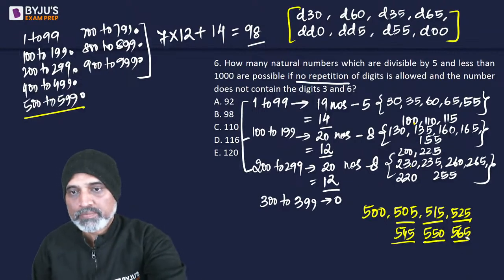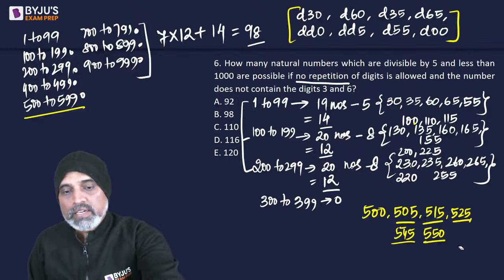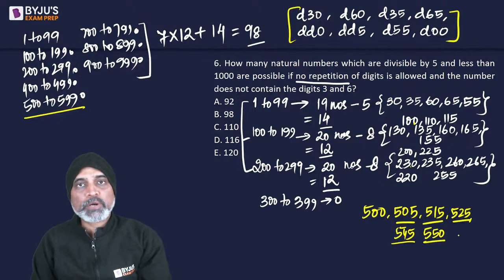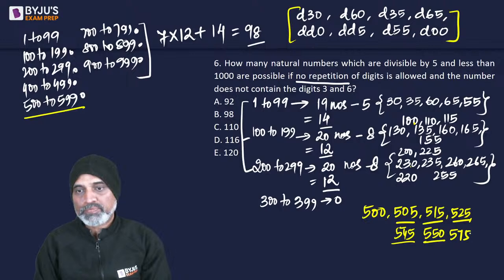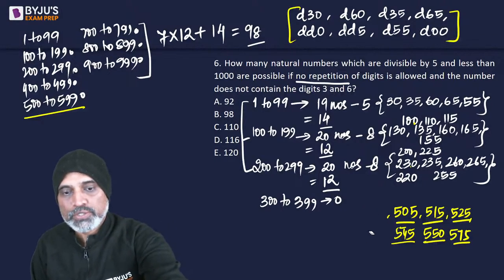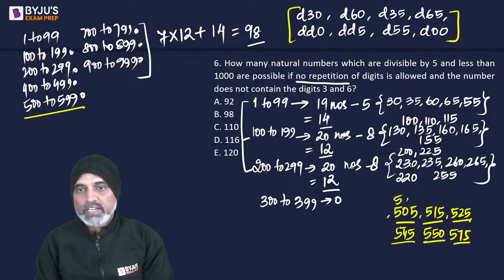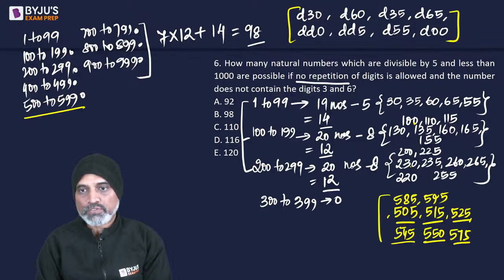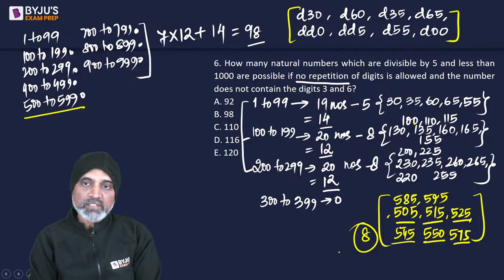565 we have already done, 6 is not allowed. 570 won't be a problem. 575 will be a problem. 580, that is included. So 580 is there. 585 is going to be an issue. 585. 590 won't be an issue. 595. So we are going to have 8 more cases where repetition is happening.